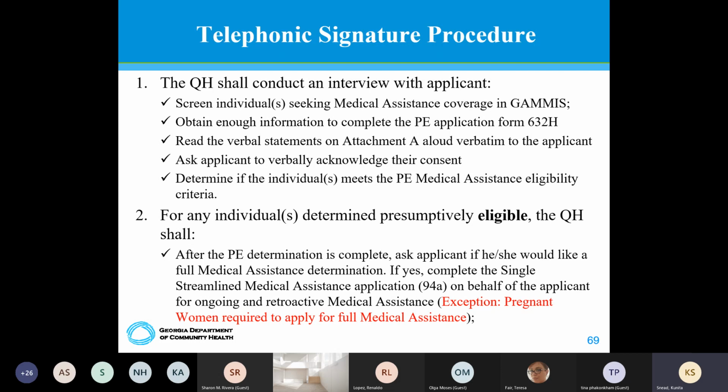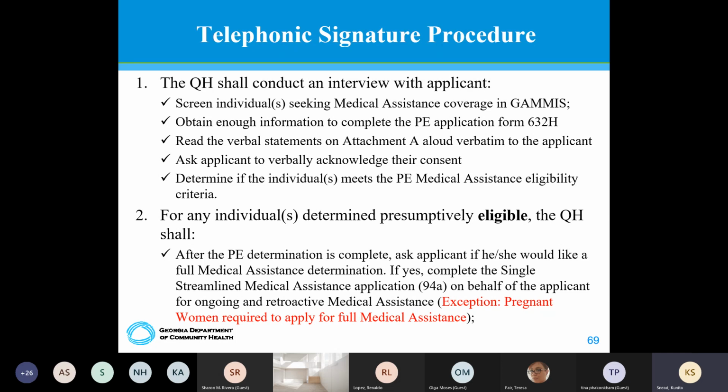So the first thing, as normal, you screen the individual into gamuts. You get all the information that you need, and interview them to complete the 632H. And remember, this is where the attachment A comes into play. You're going to read those statements verbatim to the applicant, and they're going to have to verbally acknowledge to give their consent. Remember, that's that first question that you read to them to get their consent. Then you're going to make an eligibility determination to see if they're eligible or ineligible for PE. If they are eligible, of course, after you complete the PE, then you're going to ask them if they would like to apply for full Medicaid.